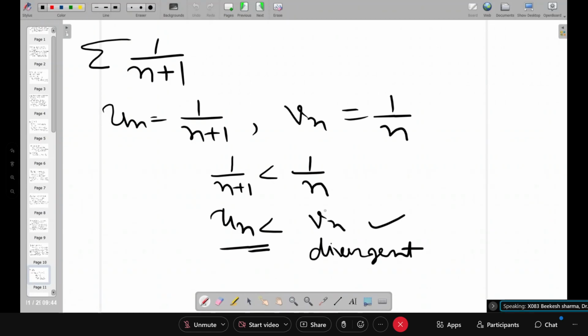1 upon n plus 1. Only plus 1 is there. Sir, the p series you can apply here only, not here. Okay, sir. For that only you can apply the p series test. So here we know that 1 upon n plus 1 is less than 1 upon n. So 1 upon n, here p equal to 1, so this is divergent, we know by p series test, but here un is less than vn and vn is divergent.